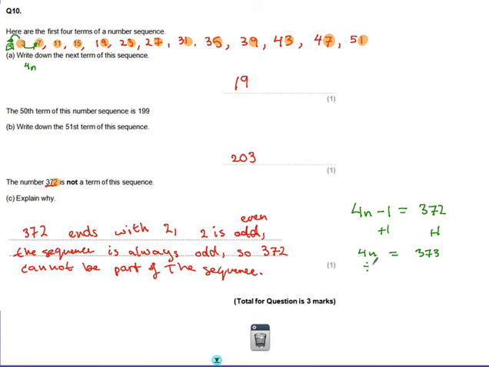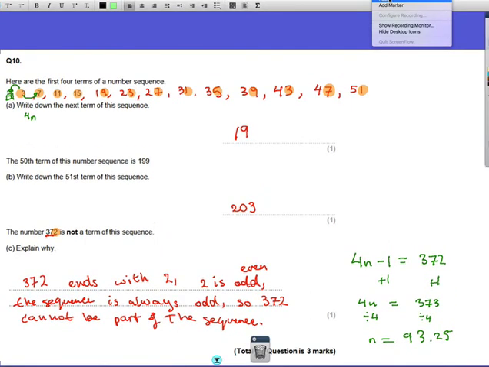We can check this out. Divide by 4, divide by 4. Sorry, I'll repeat this again. Since 373 is an odd number, dividing by an even number won't give a whole number. We can check it out. 373 divided by 4 gives us 93.25. n is not a whole number, so 373 can't be part of the sequence.